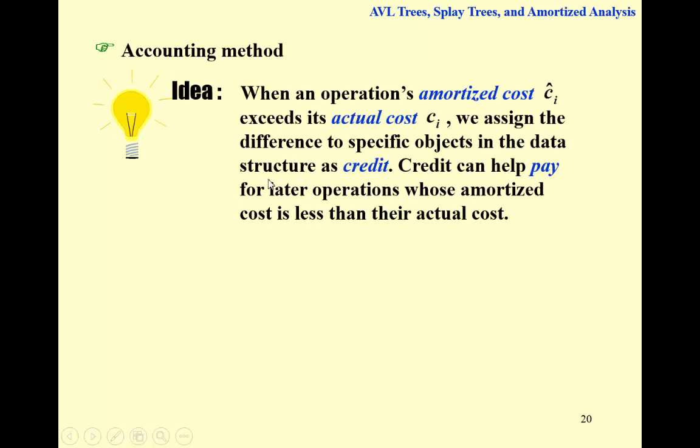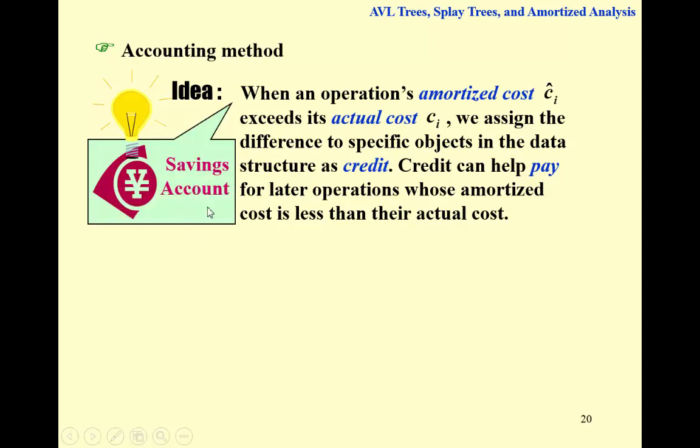The idea of a counting method is this. Let me read it first. When the operation's amortized cost exceeds its actual cost, meaning the actual cost is better than the amortized cost, we're in good luck. Then we assign the difference to specific objects in the data structure as credit. Credit can help pay for later operations whose amortized cost is less than their actual cost. What does it mean? It's just like what I said before. Like we have a savings account.